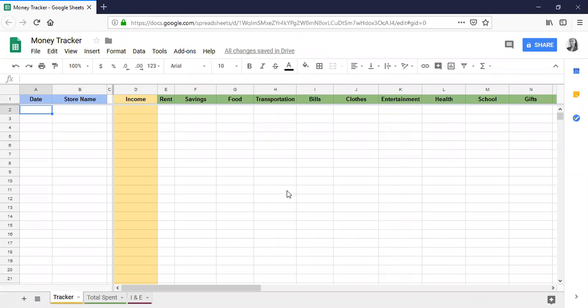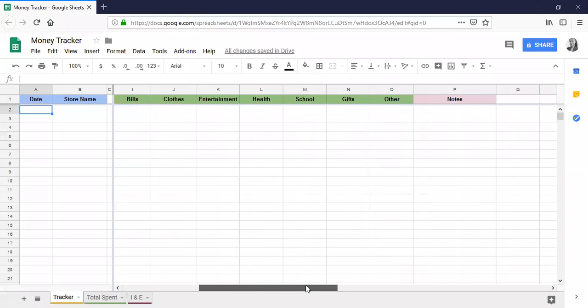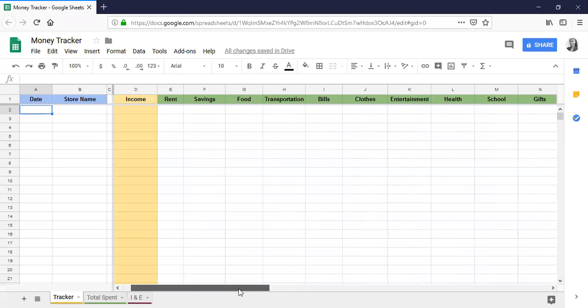Okay, so let's go over how to utilize the money tracker. So up here, the names of the categories are all customizable. If you need to change something, if you don't have rent, or if you want to have a different bill or expense, these are totally customizable and totally fine.